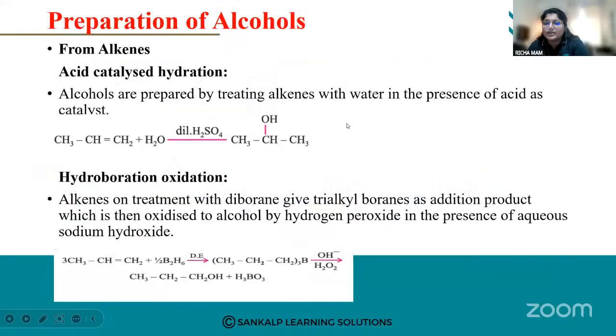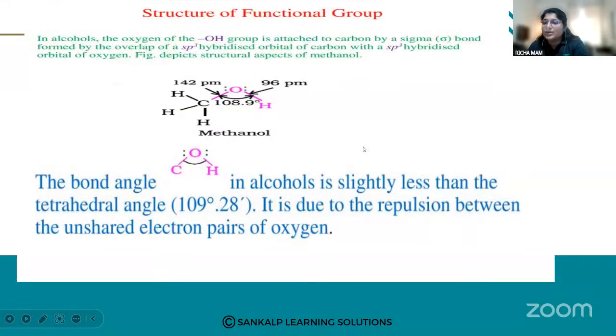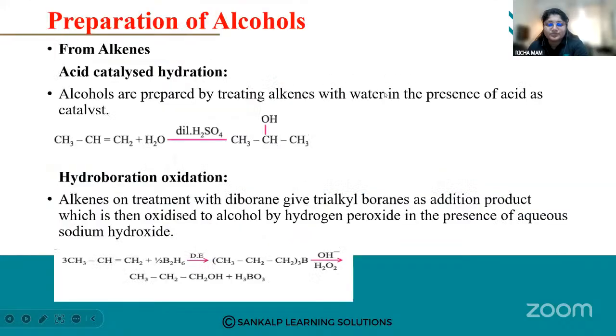So the tetrahedral angle is what? 109 degrees 28 minutes, right? But the angle here is less than that. Why? Because of the presence of the two unshared electron pairs on the oxygen. Because of that, there is a repulsion, and so the angle is less.